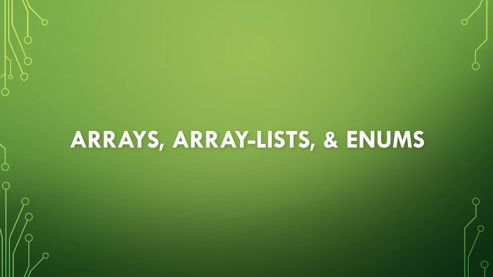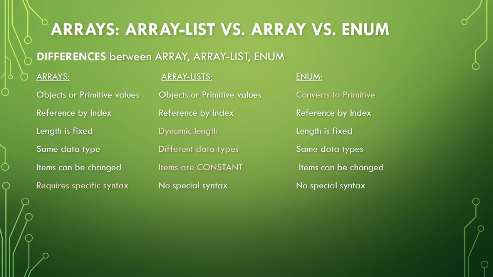Next, I'm going to talk about arrays, array lists, and enums. So arrays, array lists, and enums have a lot in common, but they do have differences. The things in common that arrays, array lists, and enums have are that they can all be referenced by an index. Arrays and array lists can be objects or primitive values, but an enum has to convert to a primitive.